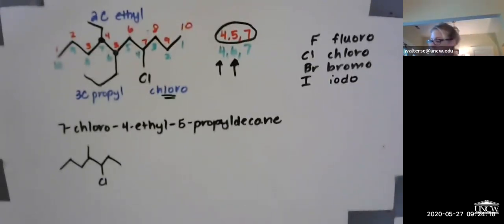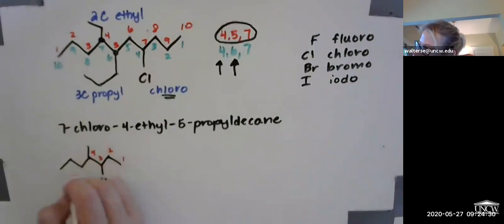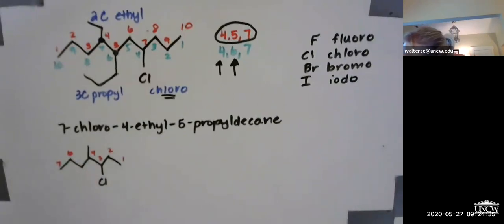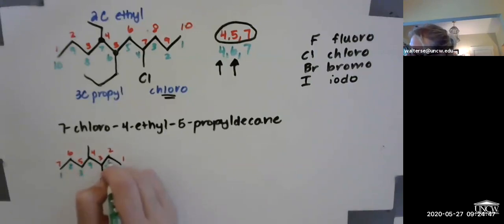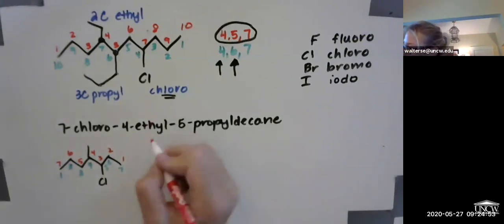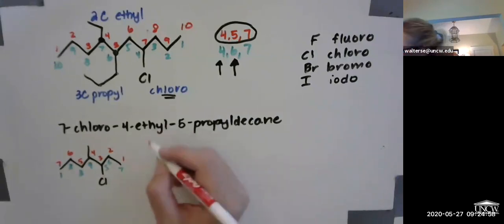So this one, always start with the longest chain, which again is left to right. 1, 2, 3, 4, 5, 6, 7. Oh, I did that wrong. Let me put that 5 up in here. 1, 2, 3, 4. Ooh, this is going to be interesting. 5, 6, 7. Okay. I didn't plan that to be like that. Wait, no, it's okay.